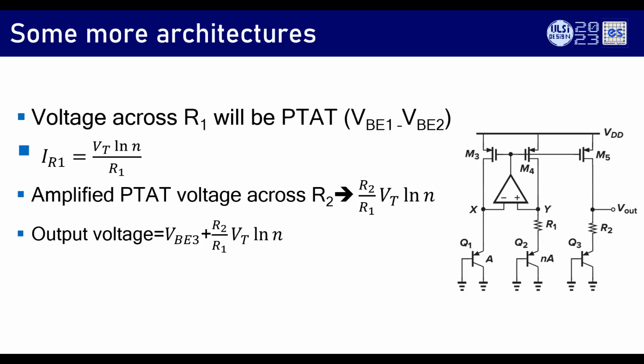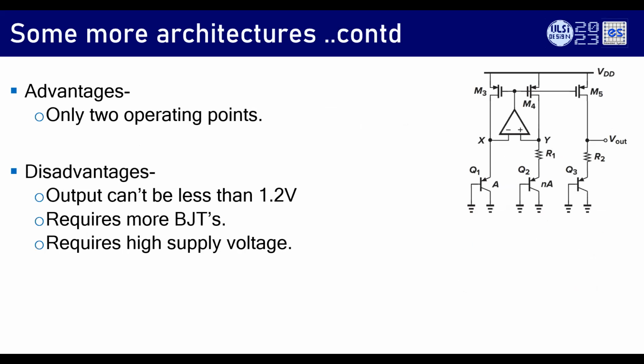Okay, again we'll go with some more architectures. Fine, you get a PTAT current, you take one more diode, put it into the PTAT current, and put a resistor to convert to a Vout. The advantage is again two operating points. The disadvantage is that the output cannot be less than 1.2, it requires more BJTs, and requires a higher power supply.